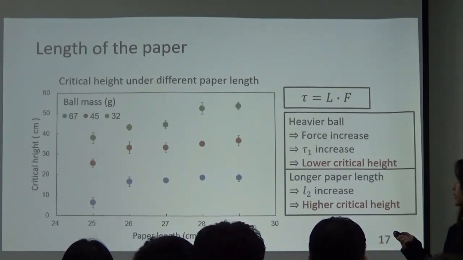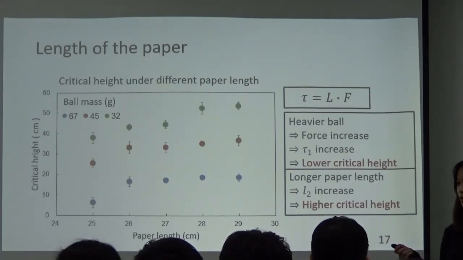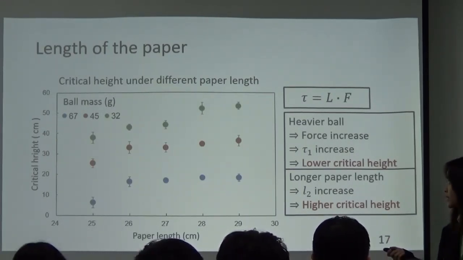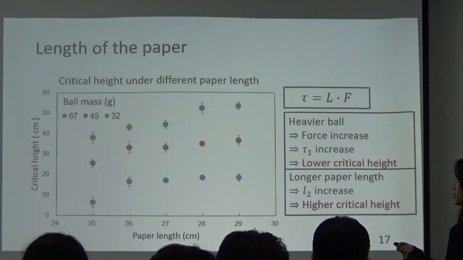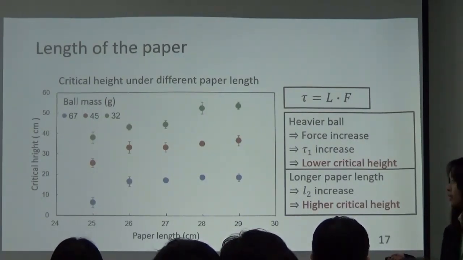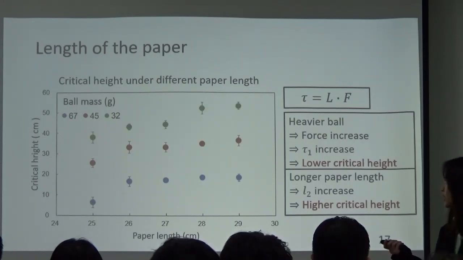And this is the critical height under our parameters. When there is a heavier ball, it means that the torque provided to the ruler is higher, so it will lead to a lower critical height. And when there is a longer paper length, the force arm is higher, so it will lead to a higher critical height.